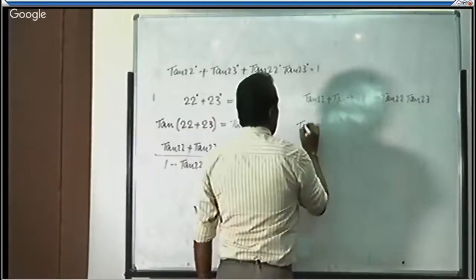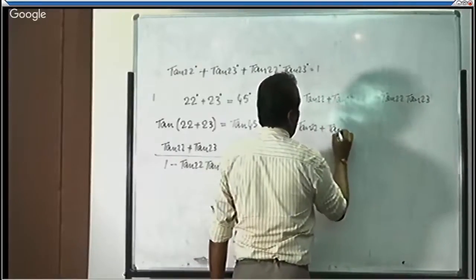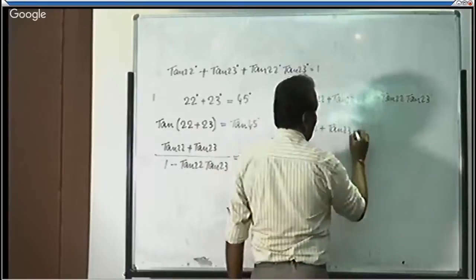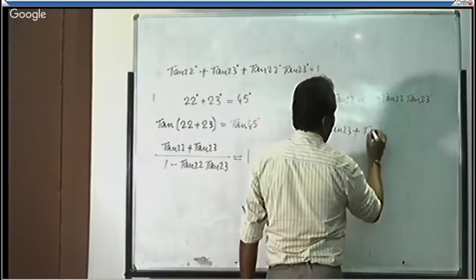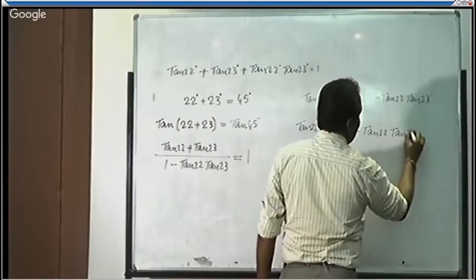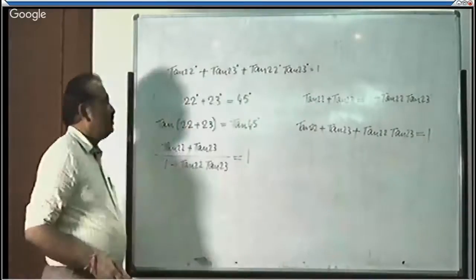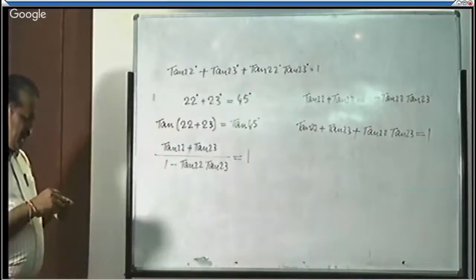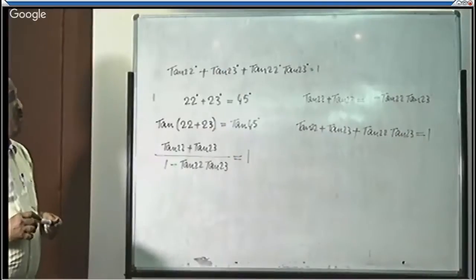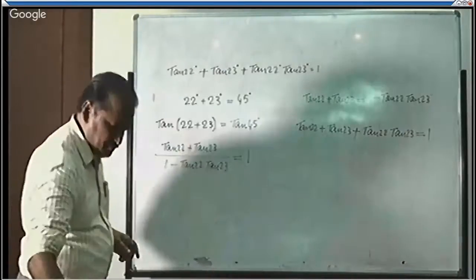Now, tan 22 plus tan 23. If you transfer this term to the opposite side, it will take a positive sign. It is tan 22 degrees into tan 23 degrees, which is equal to 1. So in this way, we have made the required answer: tan 22 plus tan 23 plus tan 22 into tan 23 is equal to 1.